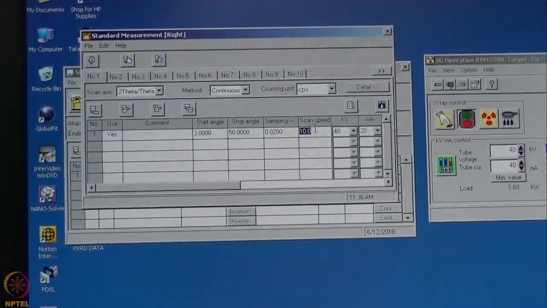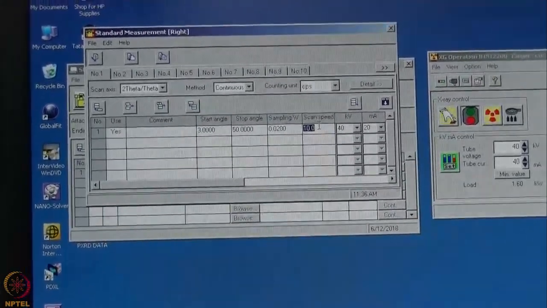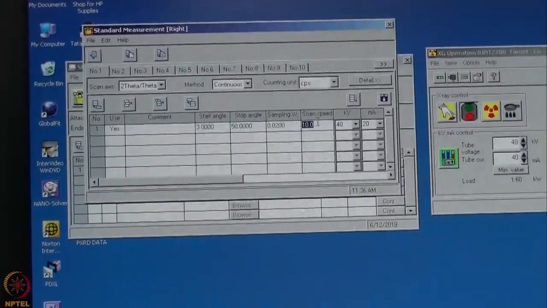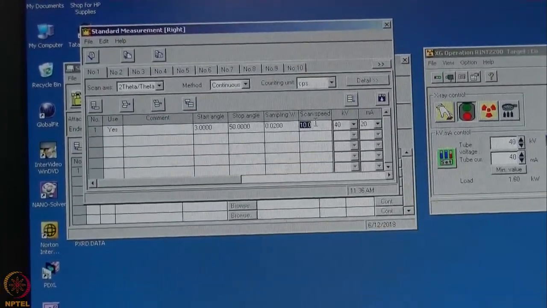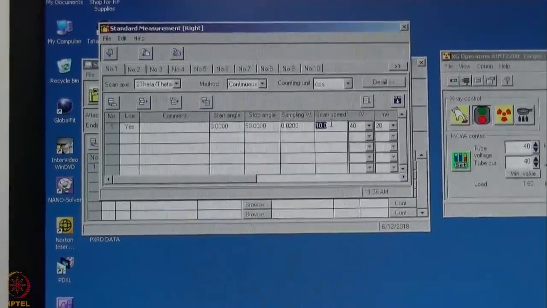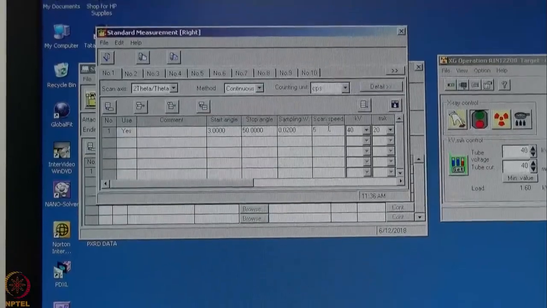In general, we do it for 5 or 10 degree per minute, but in case we have a small amount of sample, we do it at a slower rate. So normally the slower rate can be about 1 or 2 degree per minute. So for today's sample, I am going to do it for 5 degree per minute scan speed.